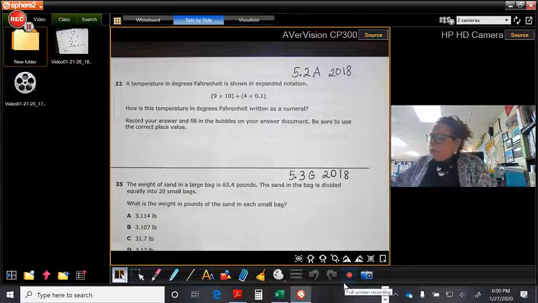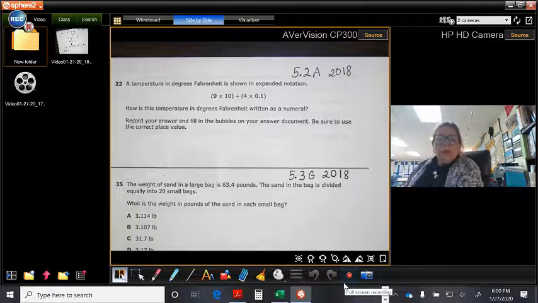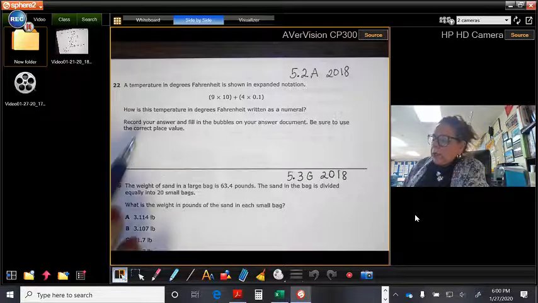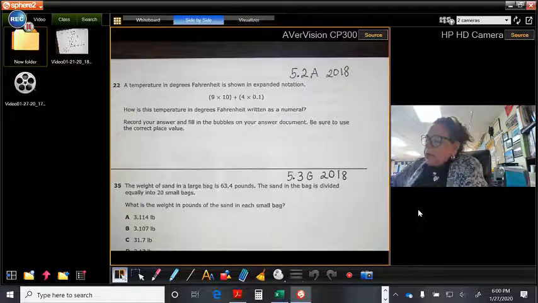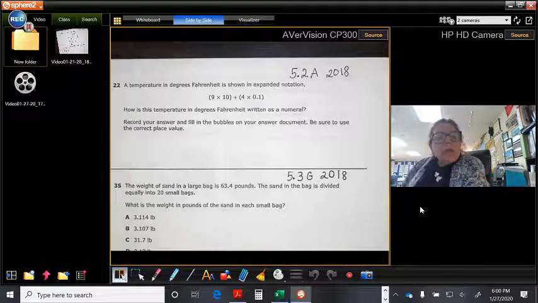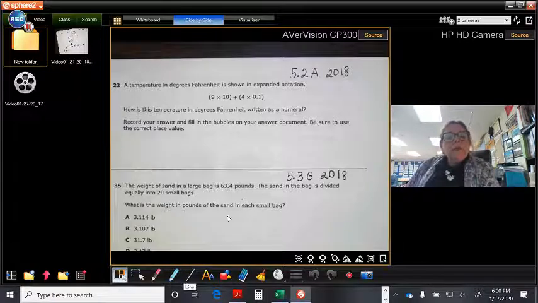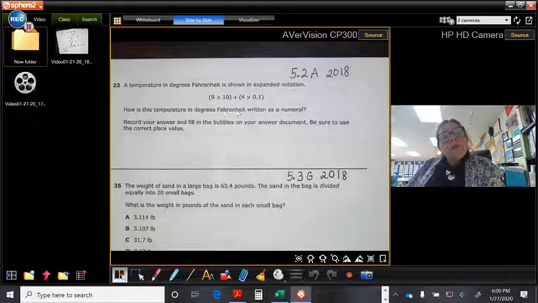Tonight's homework has a few of the star questions on things that we need to review. So let's take a look at number 22. This is a simple, straight up one. It has an expanded notation. It says a temperature in degrees Fahrenheit is shown in expanded notation. How is this temperature in degrees Fahrenheit written as a numeral?